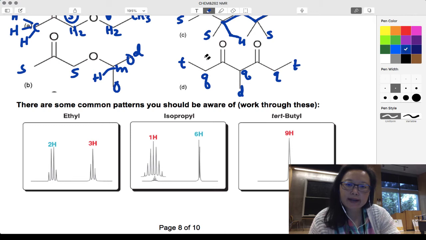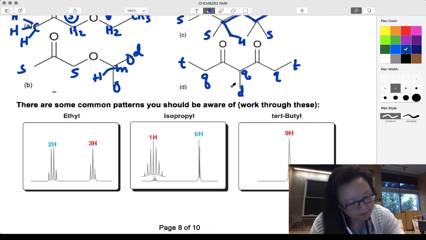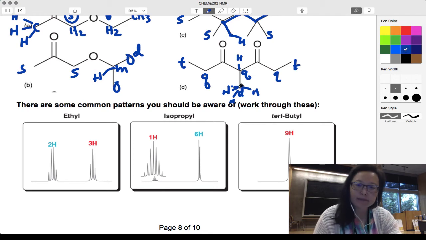And this last one here, I see a triplet because that's 2 neighbors plus 1. These 2 neighbors have 3 neighbors, so 3 plus 1 is a quartet for this guy. The hydrogen right here sees 3 equivalent hydrogens from the methyl, so that's a quartet. This methyl group is 3 hydrogens, but we see 1 neighbor here. So that 1 neighbor means that this signal is going to be a doublet.